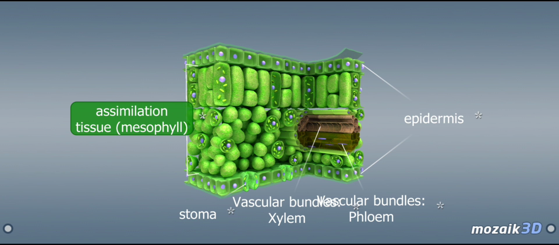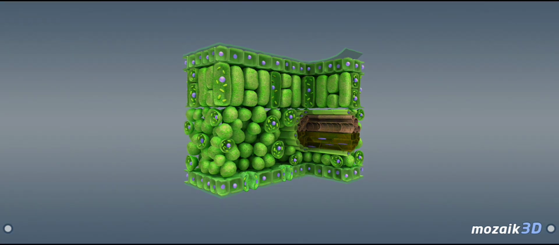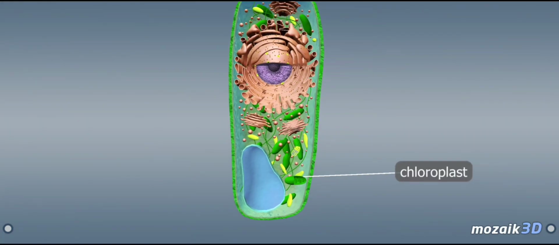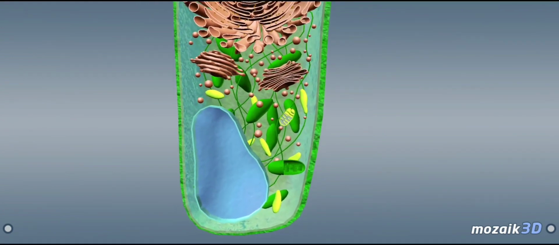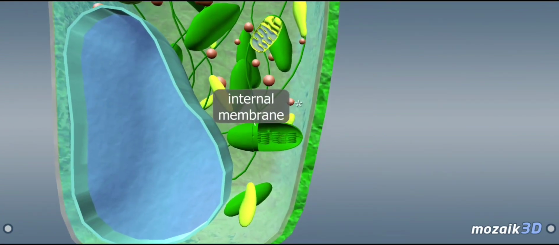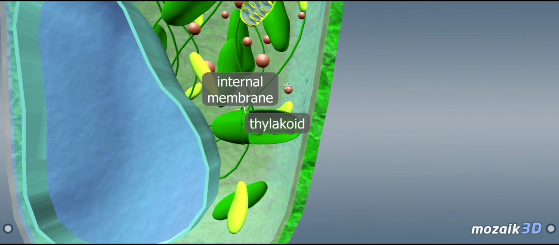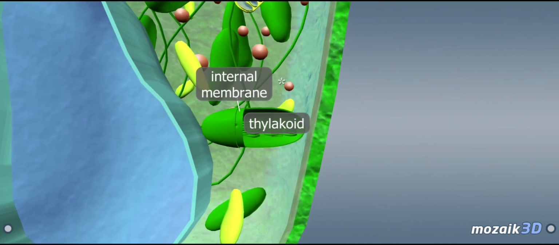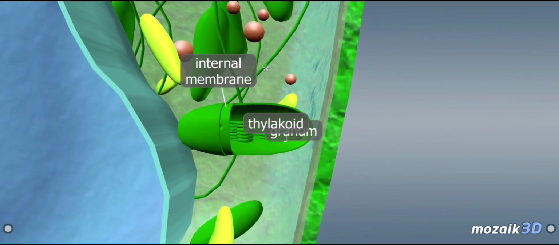The green color of plants results from the large amount of chloroplasts in the cells of the assimilation tissue. These chloroplasts are where photosynthesis takes place. Chloroplasts have a double membrane. The internal membrane forms the disc-like thylakoids, which form stacked membranous structures called grana.